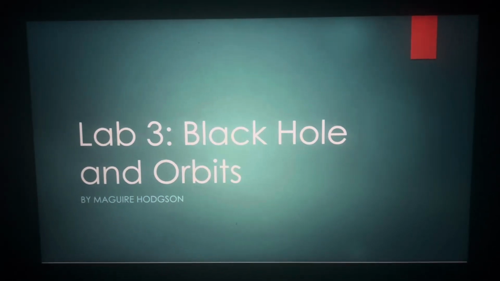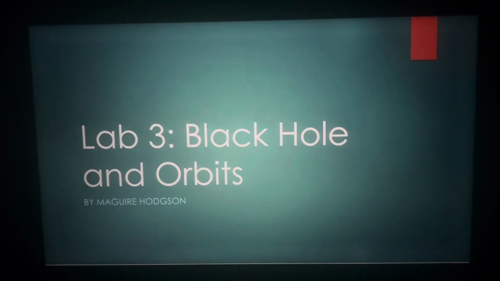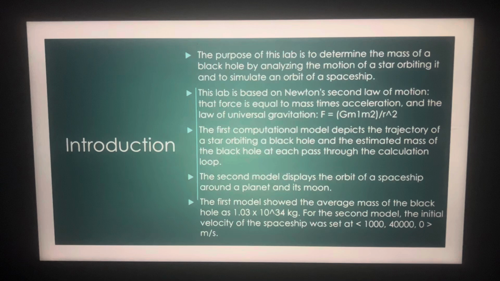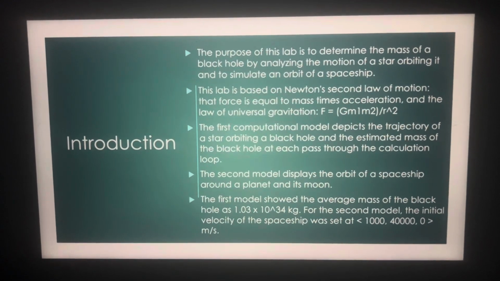Hello, my name is McGuire Hodson, and this is my lab report for Lab 3, Black Hole and Orbits. The purpose of this lab is to determine the mass of a black hole by analyzing the motion of a star orbiting it and to simulate the orbit of a spaceship.